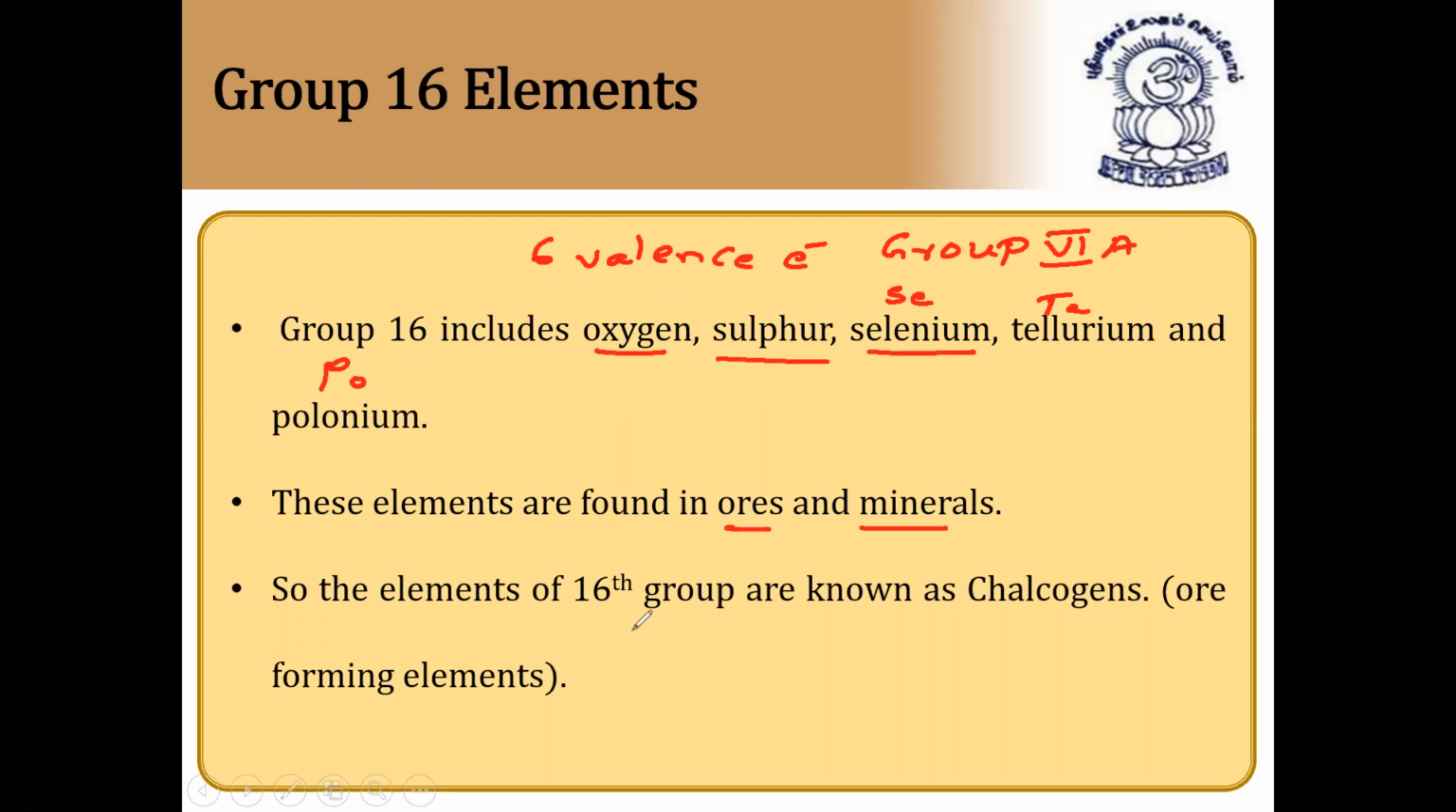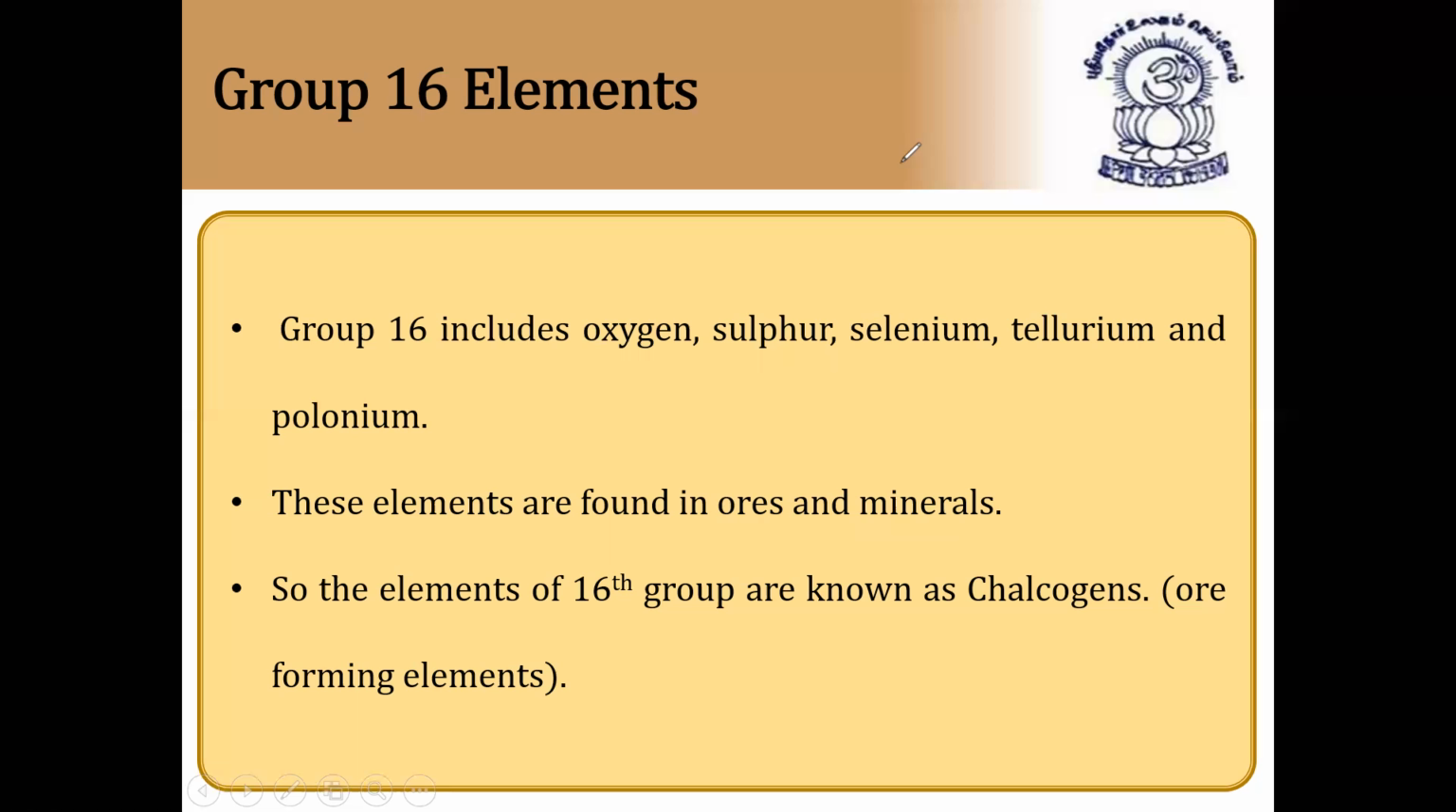The elements of group 16 are also known as chalcogens, ore forming elements. Why are they called chalcogens? Because they can form ores. So that's why they are ore forming elements. In the same way, nitrogen elements are pnictogens because their hydrides are poisonous in nature. Group 16 elements are called chalcogens because they form ores, from which we successfully extract metals. And they belong to the oxygen family.